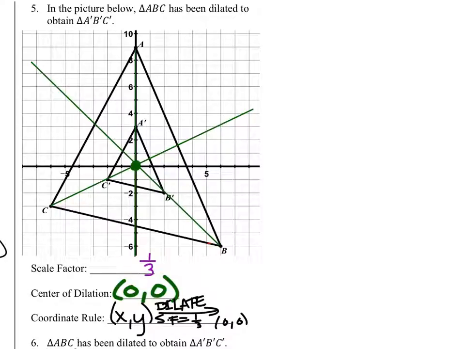So the coordinate rule, we're going to take x, y, and dilate it by 1/3 about the origin. So we're going to take our x and y values, and we'll just multiply them each by the scale factor.